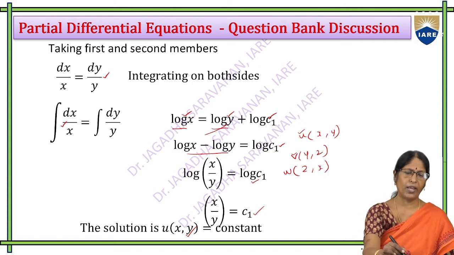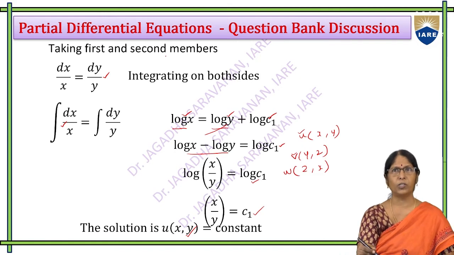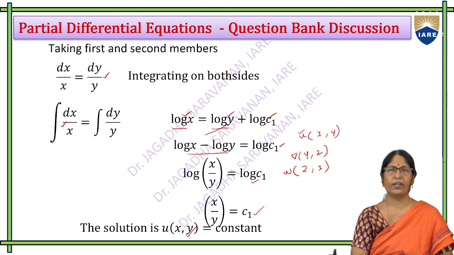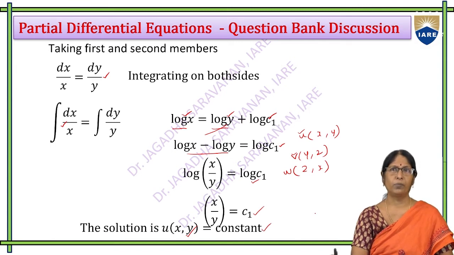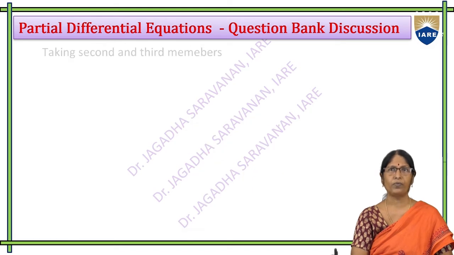So instead of taking first and second in this particular problem, we can take second and third. That is also easy integration. Otherwise, third and first also can be done. So anyway, the solution of this particular problem can be done. Now we obtained one solution. Similarly, one more solution also has to be found.